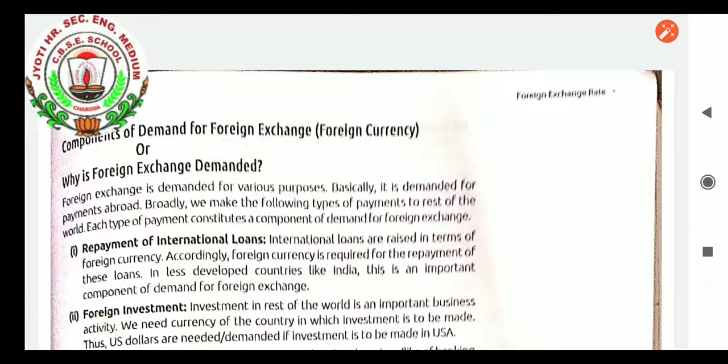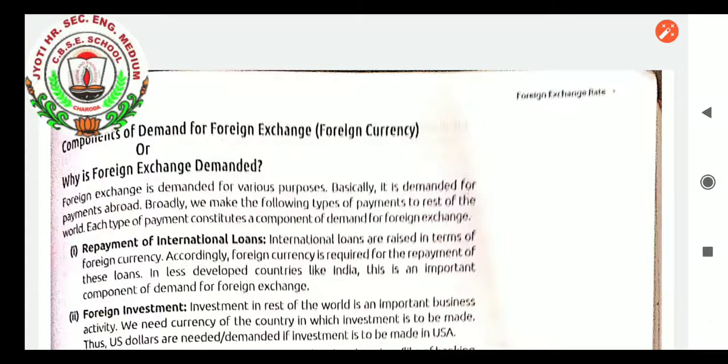Broadly we make the following types of payment to the rest of the world. International trade: when it started, that time the need for foreign exchange was found, because as we know every country's currency is different. Every country's government rules are different. So along with the government rules, foreign reserves also have to be exchanged into domestic currency. For that, the foreign exchange system has prevailed.